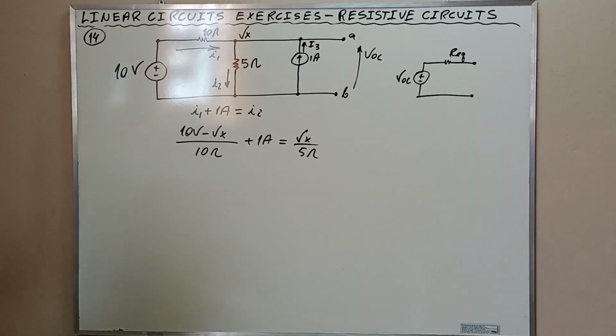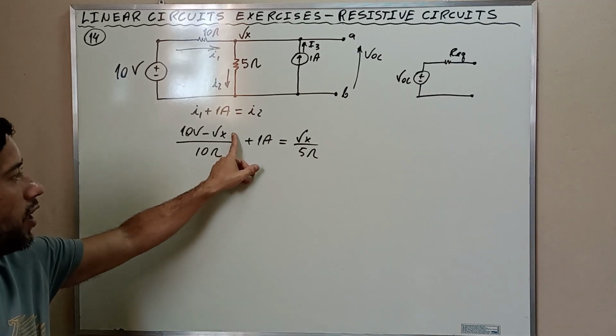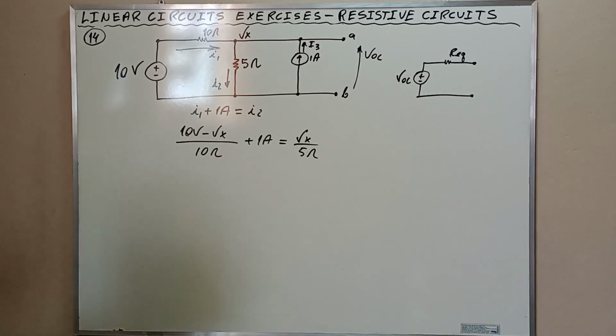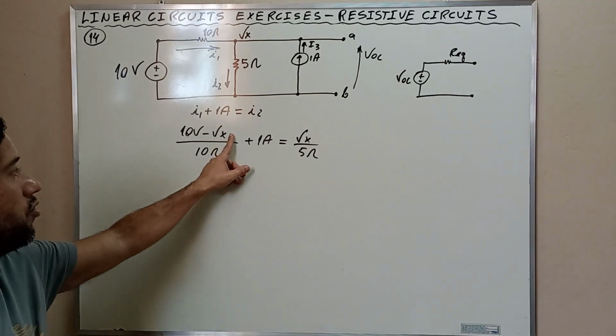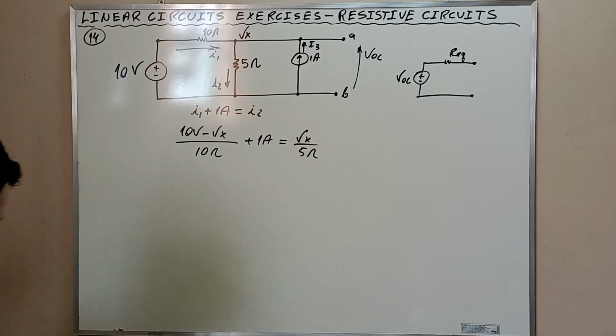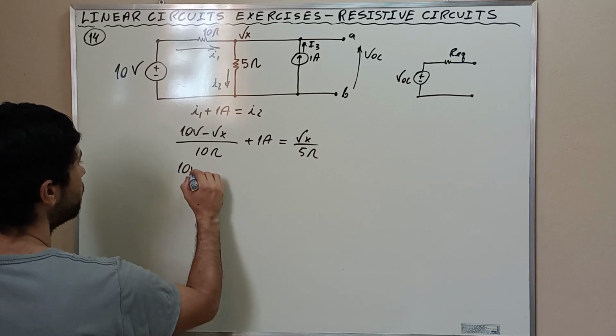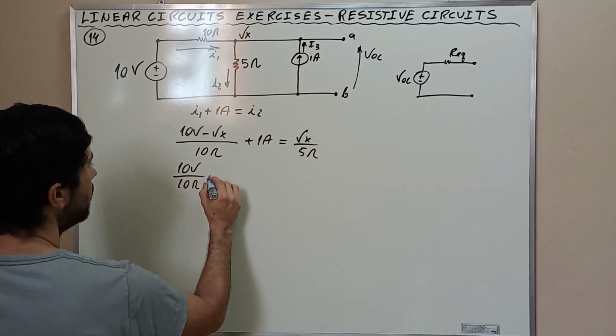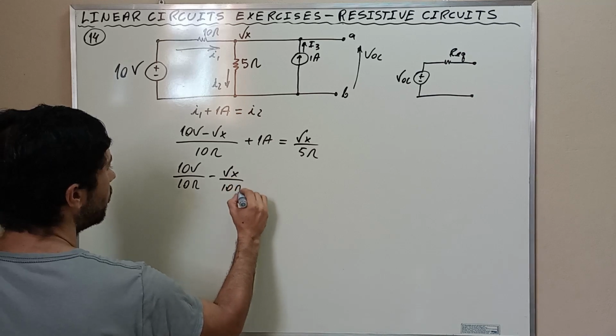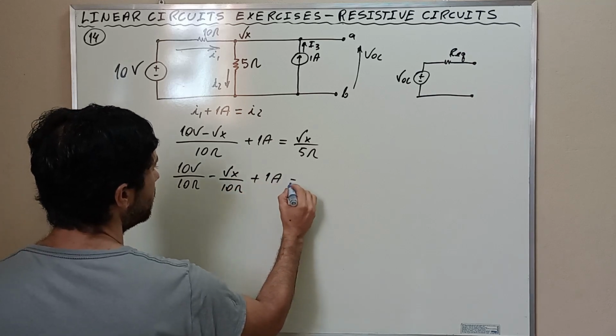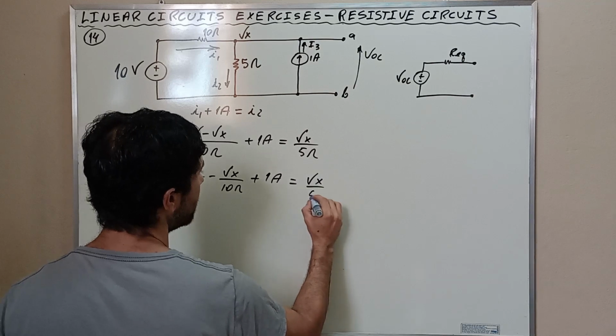We simply just need to simplify it. We have only one variable here. When we have one equation, we need only one variable. If there were more than one variable, we would not be able to solve this equation. We can solve it because there is only one variable, and we are going to solve it for the value of Vx. So it is going to be 10 volts divided by 10 ohms minus Vx divided by 10 ohms plus 1 amp, and this is equal to Vx divided by 5 ohms.